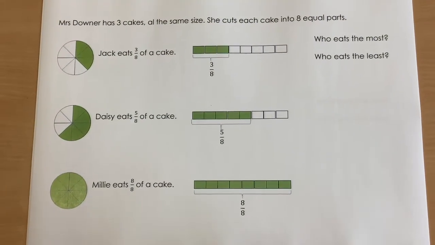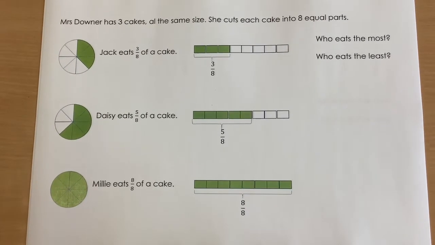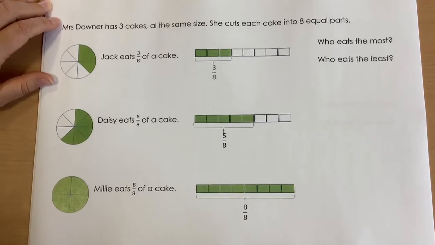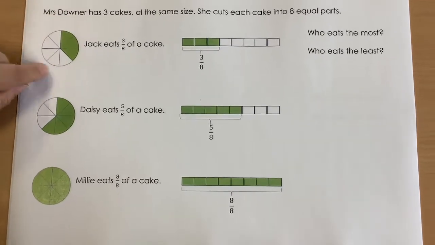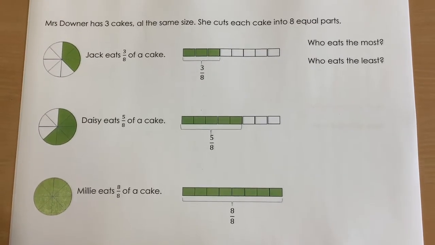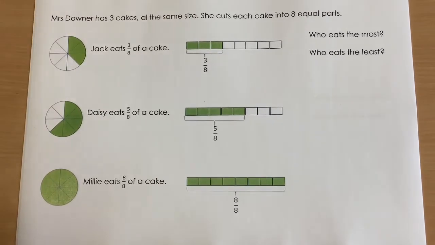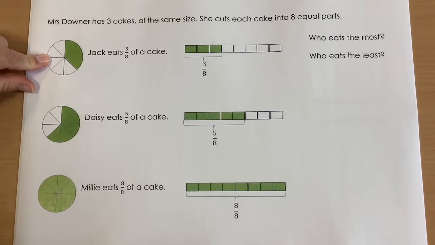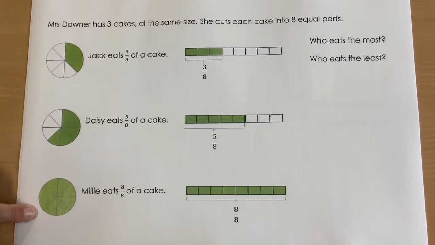So today we're going to look at comparing fractions, which is more, which is less, which is bigger, which is smaller. So this one I've started off with, Mrs. Downer has made 3 cakes. They are all the same size, and it's really important that we remember in this that the whole cakes are all the same size. She cuts each cake into 8 equal parts. So if the cakes are the same size, then each of the 8 equal parts will be the same size. So Jack eats 3/8 of a cake, Daisy eats 5/8 of a cake, and Millie eats 8/8 of a cake.